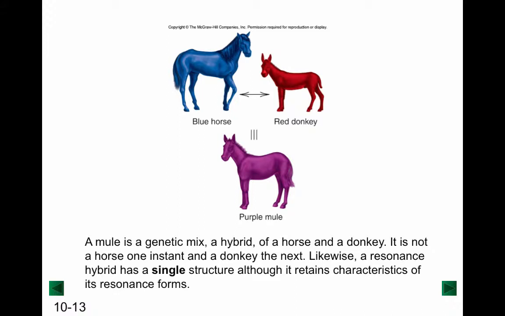The same is true for the mule. A mule is a genetic mix or a hybrid of a horse and a donkey. It is not a donkey one minute and a horse the next. Similarly, molecules such as ozone cannot be described by a single Lewis structure in which the electrons are locked into a particular arrangement. Therefore, the ozone molecule is a blend or hybrid of two resonance structures. We cannot describe the ozone molecule in terms of a single Lewis structure.